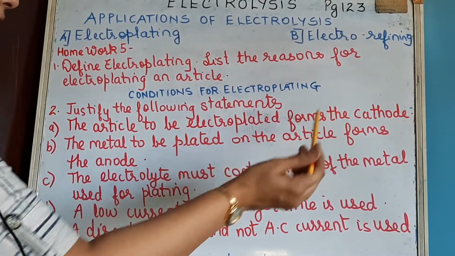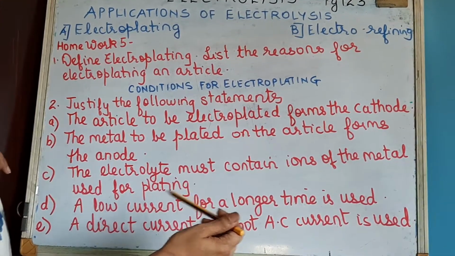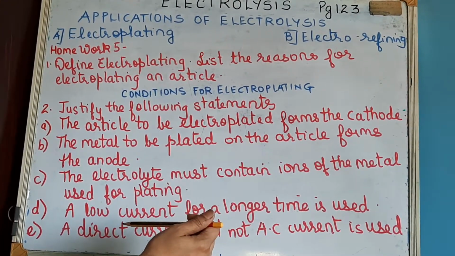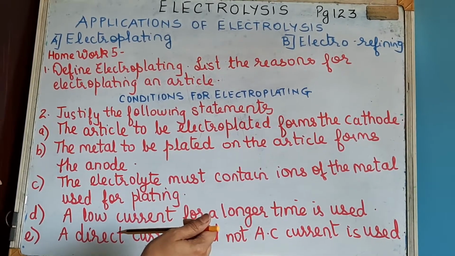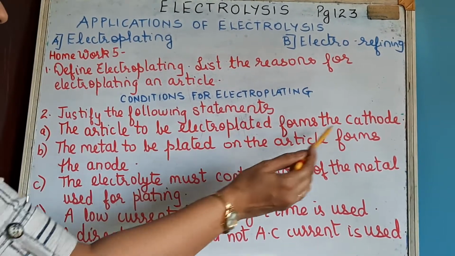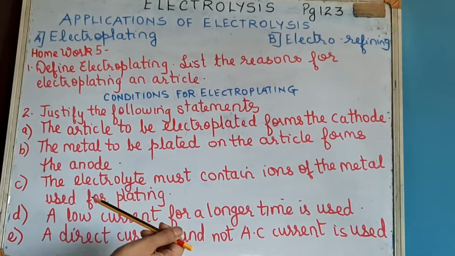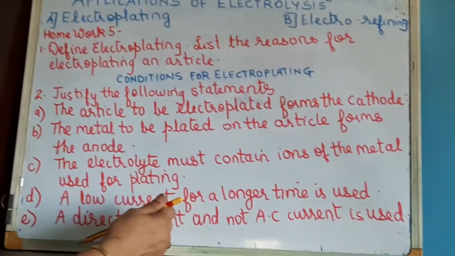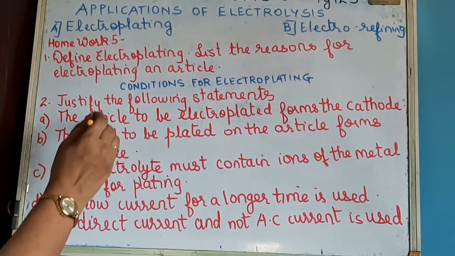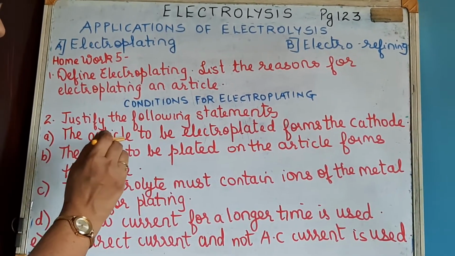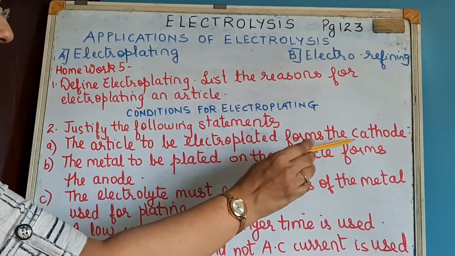Now if you remember from all our earlier discussions, at the cathode always the metal atoms are getting deposited. So if your article is the cathode, the neutral metal atoms will get deposited at the cathode, which means they will get deposited on the article. So always the article will form the cathode.